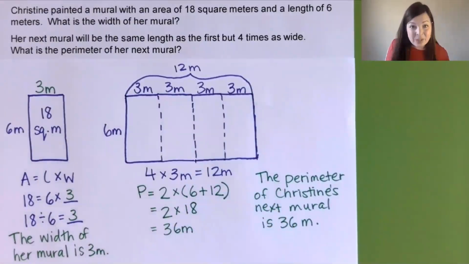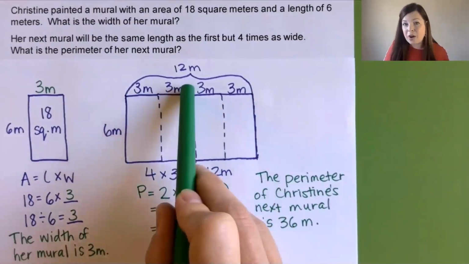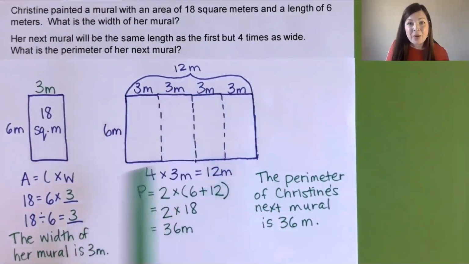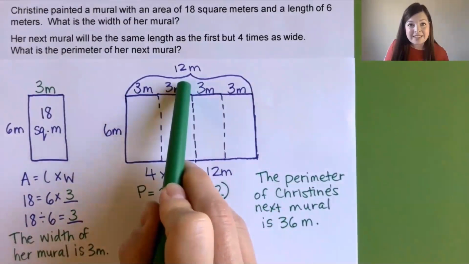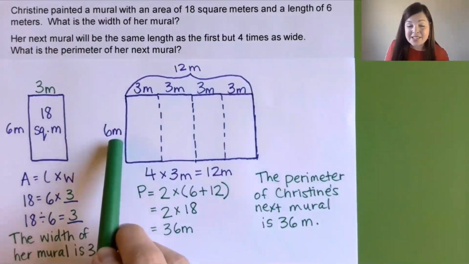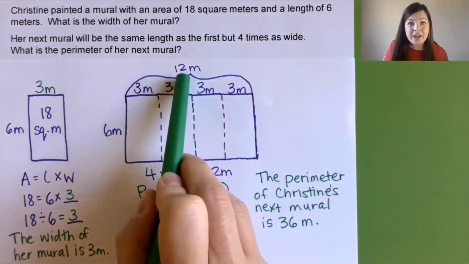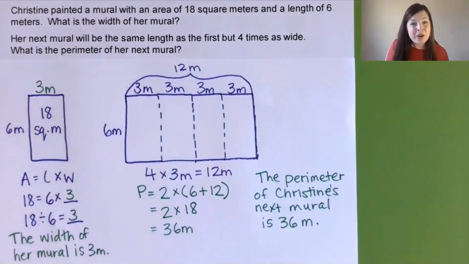But remember, that's not the only way you could have found the perimeter. You could have also added all 4 side lengths together, or you could have added double the length plus double the width. So double 6 is 12, and double 12 is 24. 12 plus 24 is also 36.